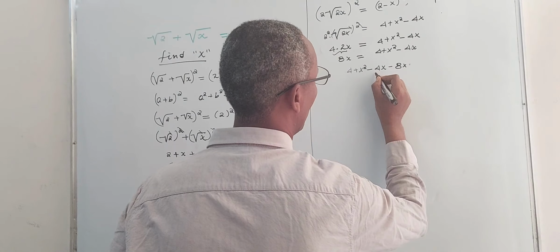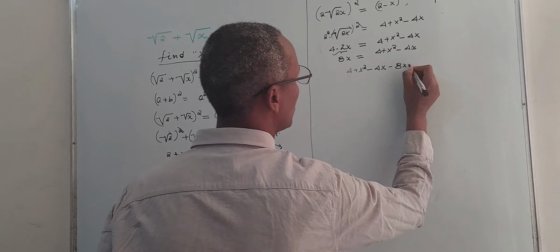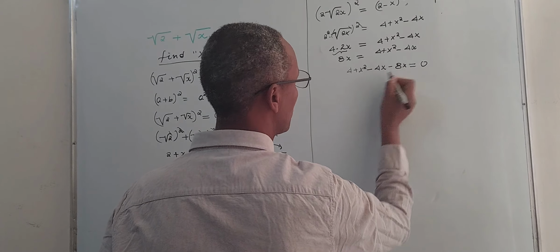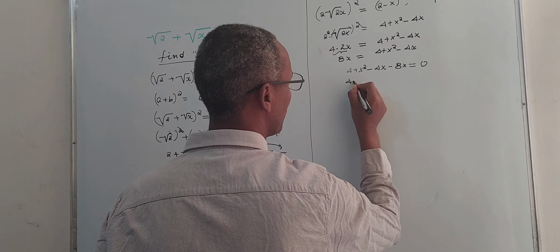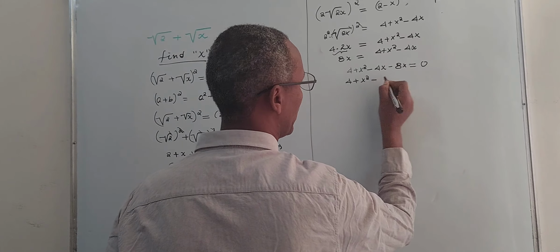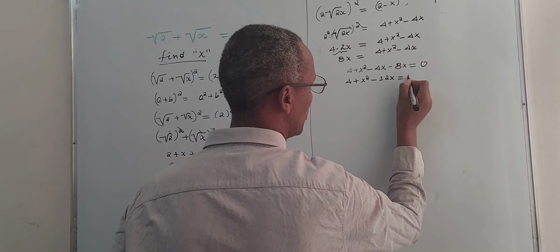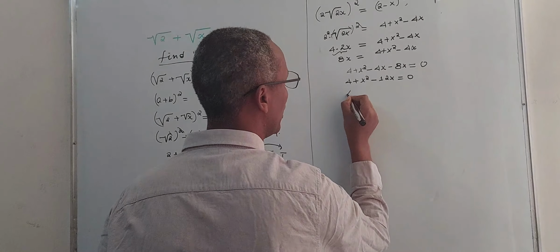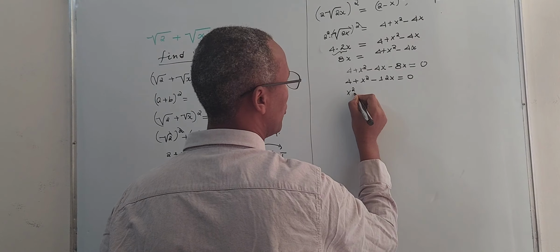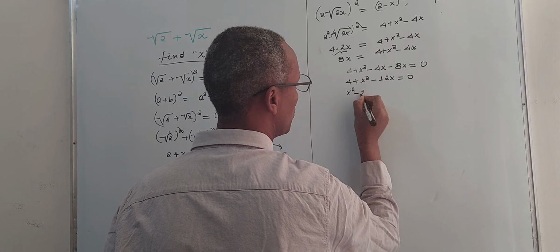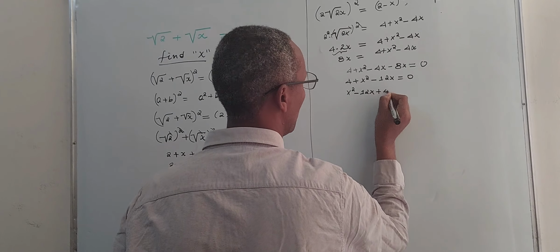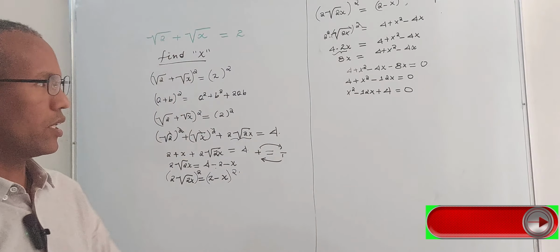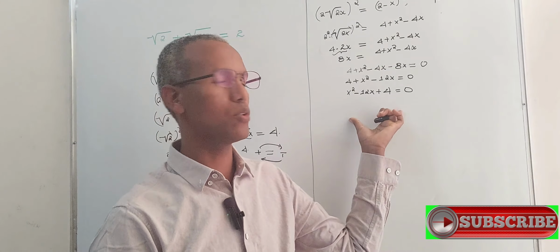Now you can subtract this, or you can add, and say that it is equal to 0, okay? Now from here, like I said, you can subtract this term, 4 plus x square minus 12x, is equal to 0, right? When you rearrange this equation, you will get x square minus 12x plus 4 is equal to 0, okay?